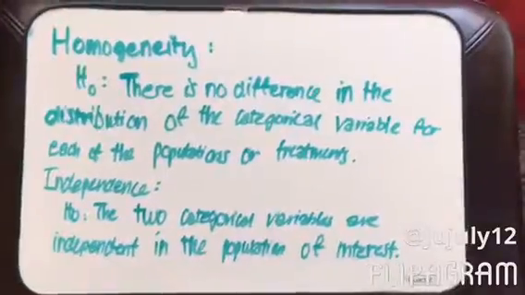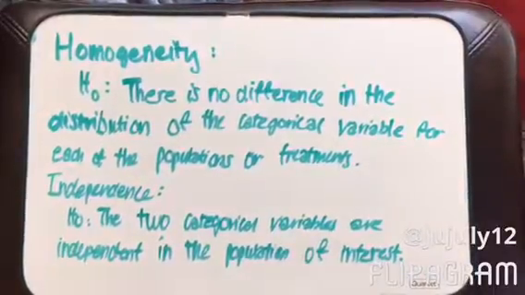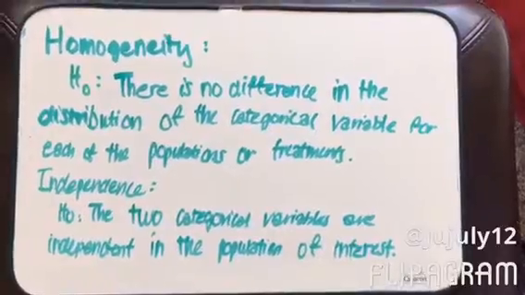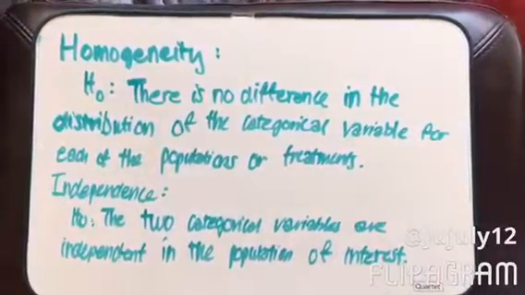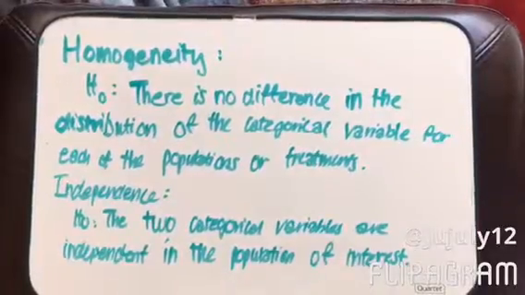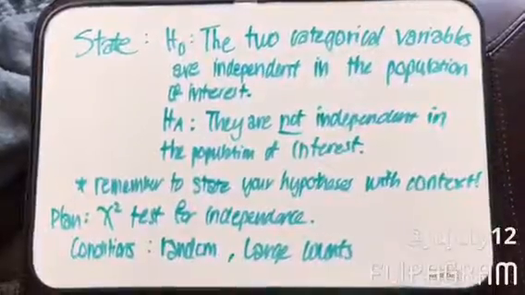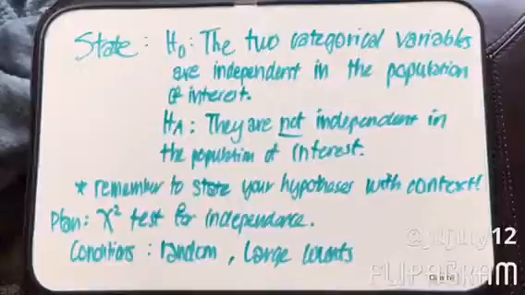Okay. The null hypothesis for a chi-square test of homogeneity is there is no difference in the distribution of the categorical variable for each of the populations or treatments. The null hypothesis for a chi-square test of independence is the two categorical variables are independent in the population of interest.